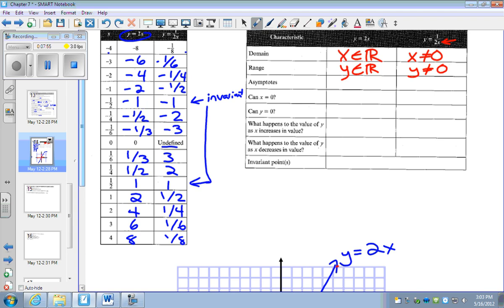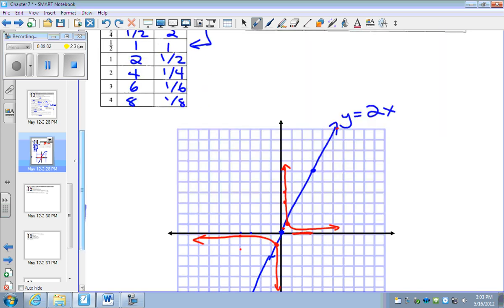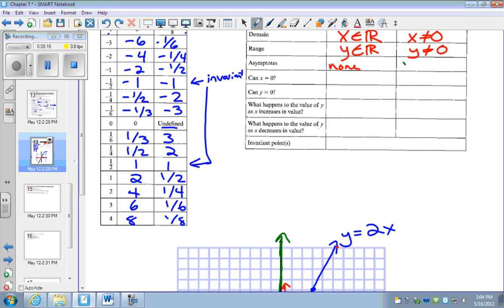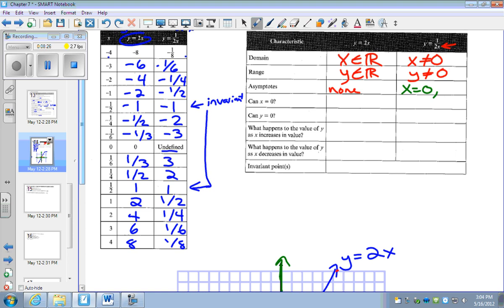The asymptotes, there's no asymptotes here. In this one, it seems like there's an asymptote right here. It seems like we get close to this green line, but we never touch it. And that is a line, and that line is whenever x equals 0. So we have x equals 0. And we also have a line right here that the red graph never touches, and that is y equals 0. So x equals 0 and y equals 0, those are my asymptotes.